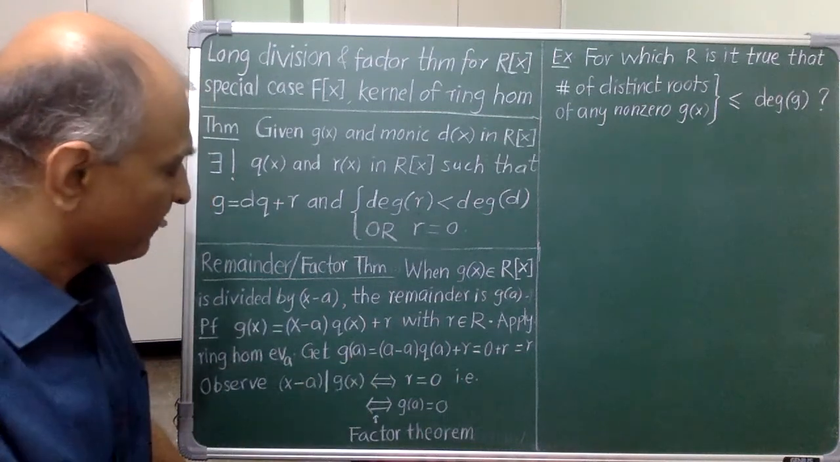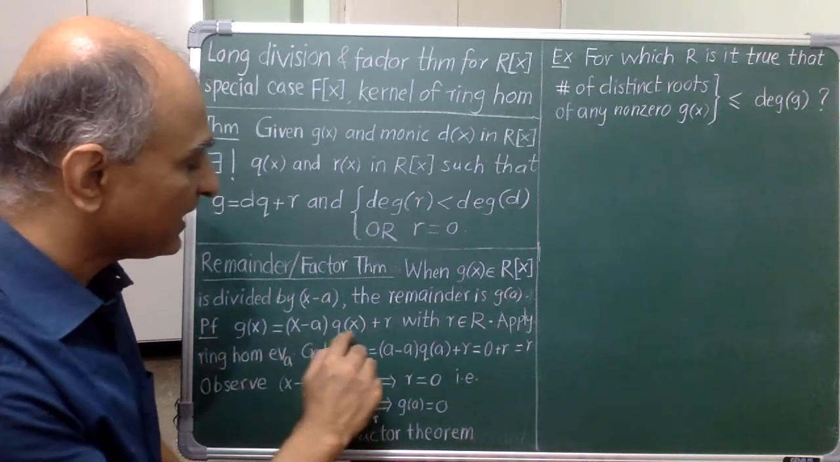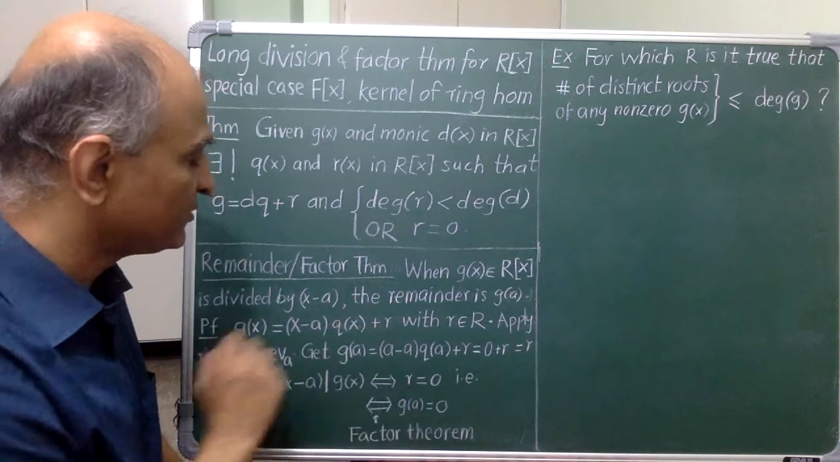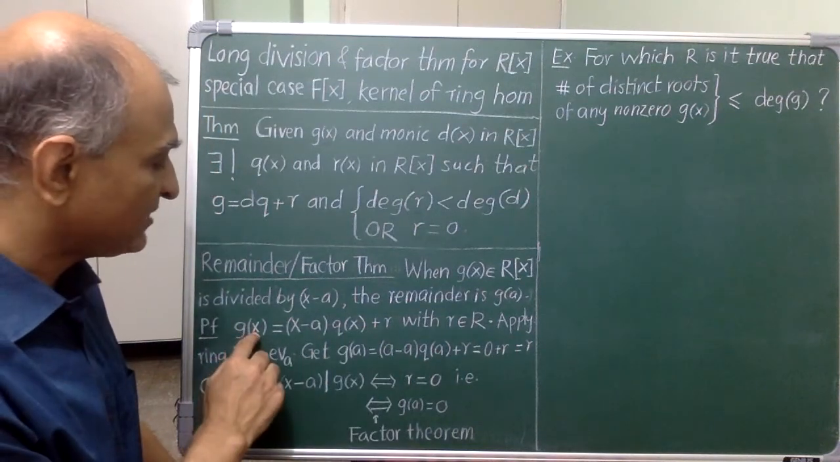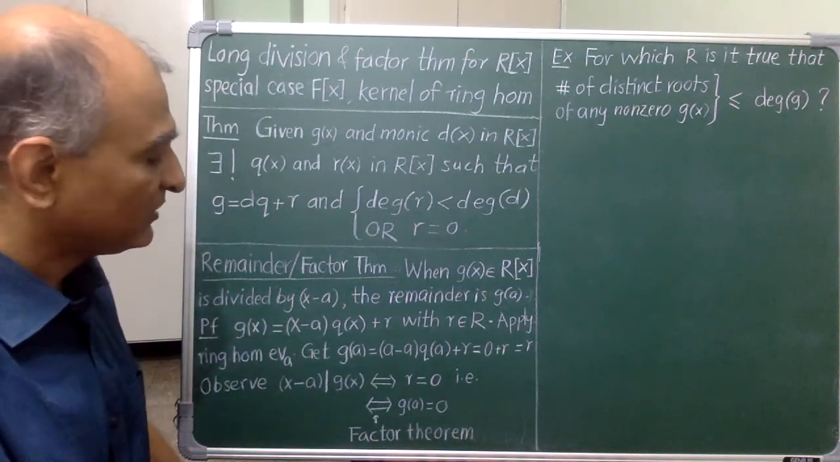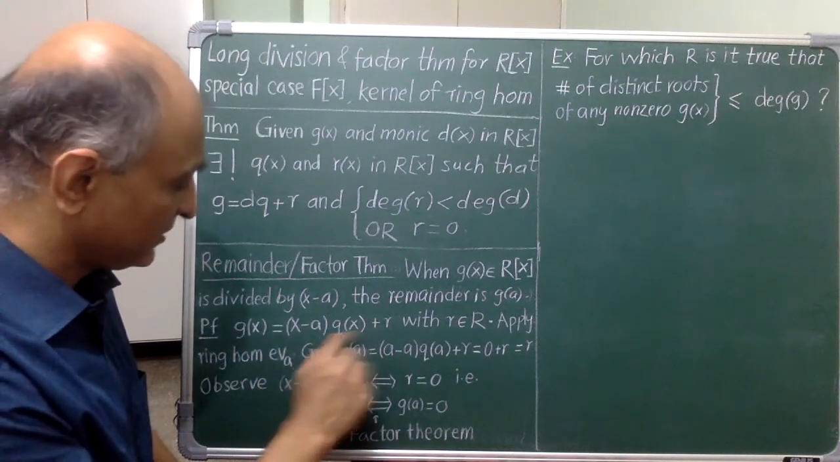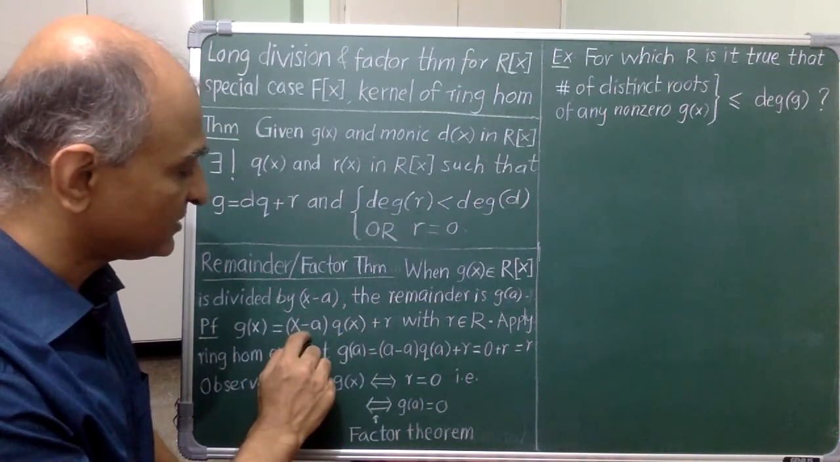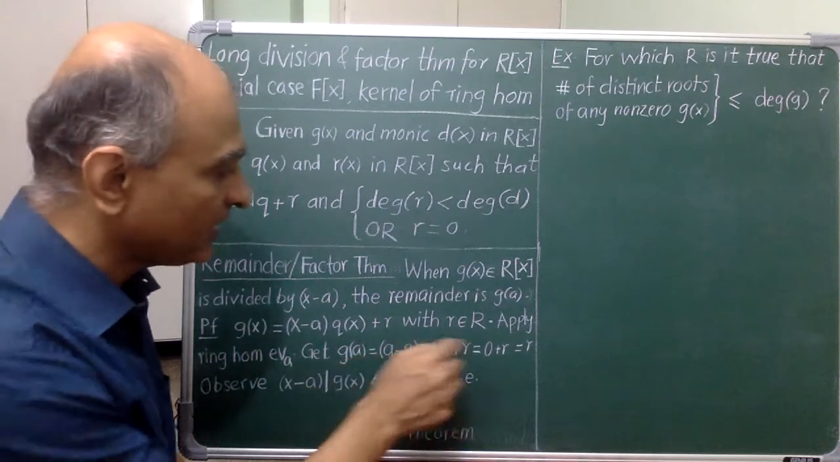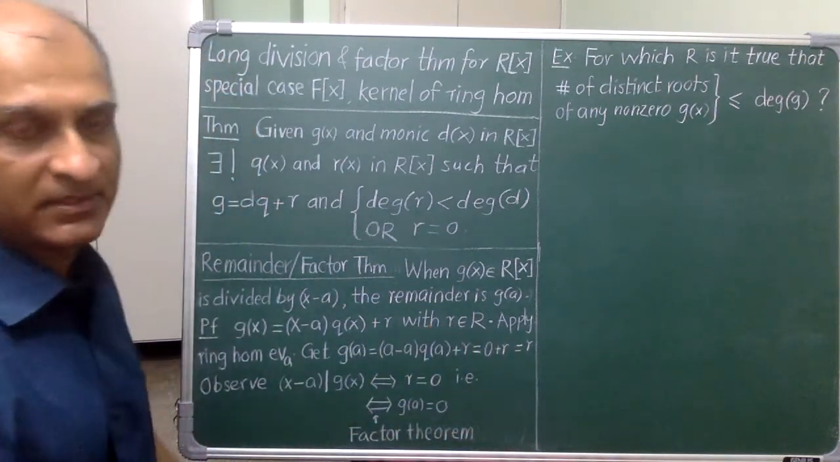Suggested by this, I apply the evaluation homomorphism to this long division equation. On the left hand side, I get g of a, and on the right hand side, the first term simply goes away because of the factor 0 here, giving me g of a is equal to r, as claimed.